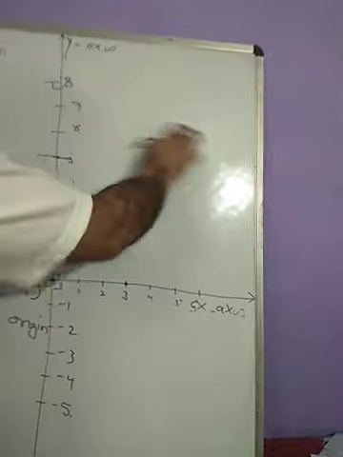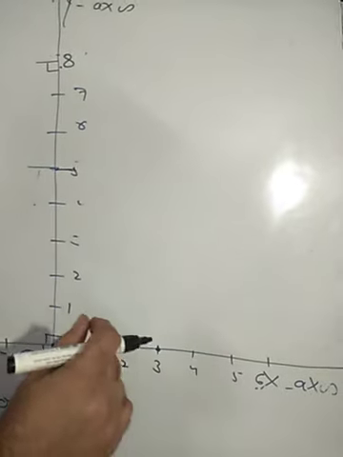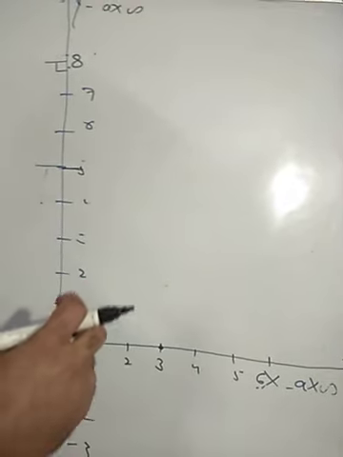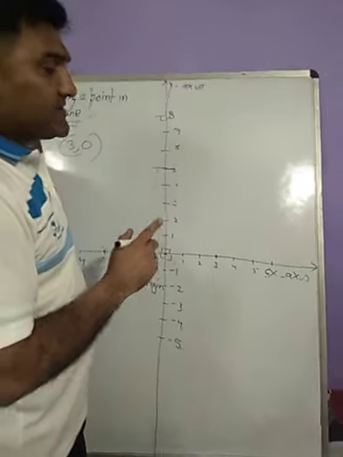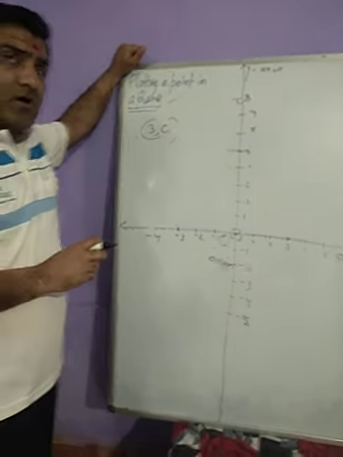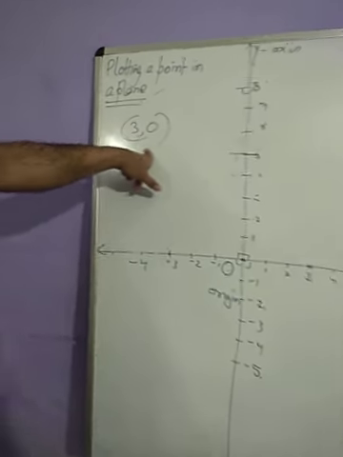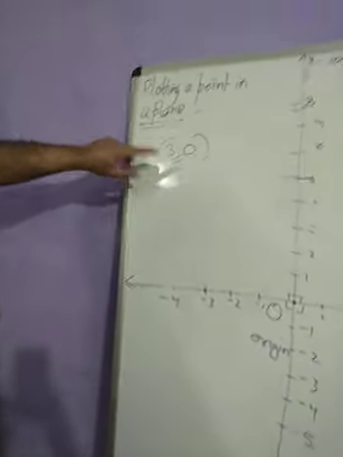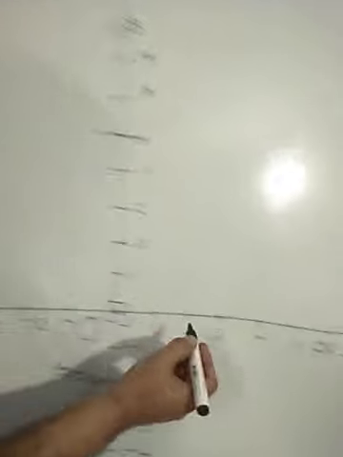I forgot to tell you that the x coordinate is called abscissa, and the y coordinate is called ordinate. X coordinate is also called abscissa and y coordinate is also called ordinate. Now we'll see how this point is to be plotted in the plane. Firstly, where to place the pencil? On the x axis, at x, at 3.